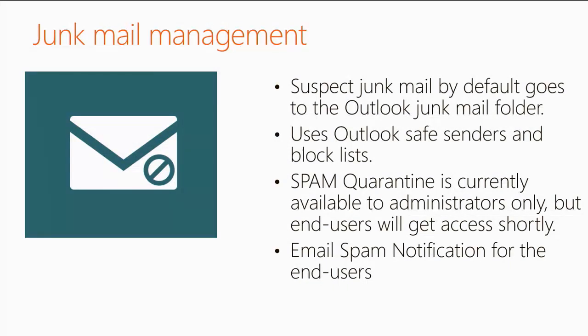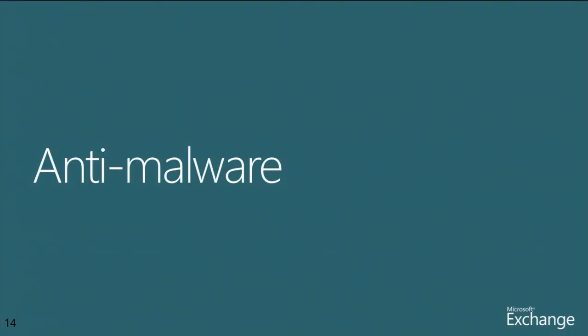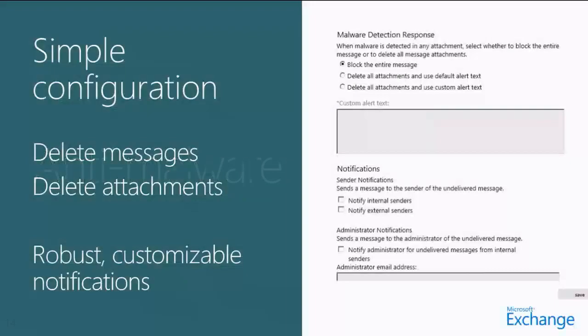All right. So let's move and talk about anti-malware. Anti-malware is much more straightforward. Three engines, as I mentioned, and all you need to do is to say block the entire message, or delete the attachment and replace it with the default text notifying the recipient that the attachment was removed, or you can include your own custom alert text as part of that replacement.